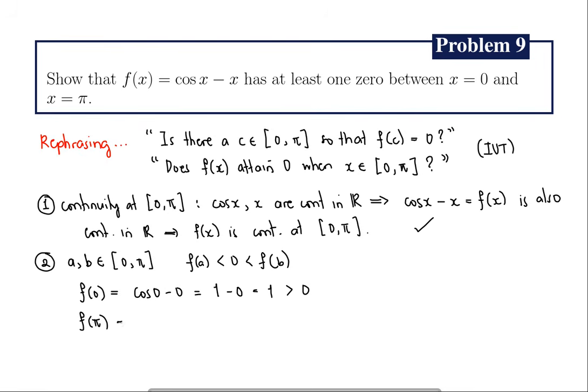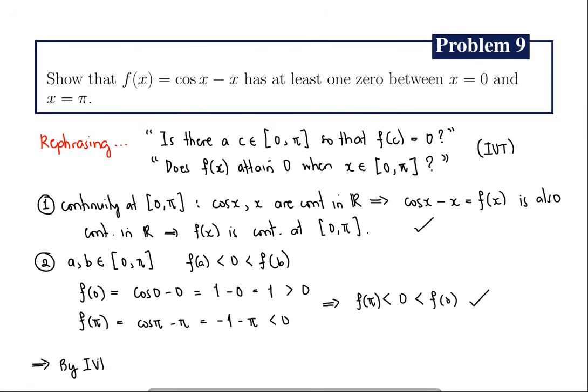Okay? Pag pinasok ko naman si pi kay f, I get cosine pi minus pi. But cosine pi is just negative 1, tapos magsusubtract pa ako ng pi. So this is obviously a value that is less than 0. Okay? So yun na yun. From these two lines, I can say na 0 is pinagigitnaan ng f of pi tapos f of 0. Okay? Which is exactly what I want to show. So okay na yung second assumption. So by IVT, we can proceed to the result.